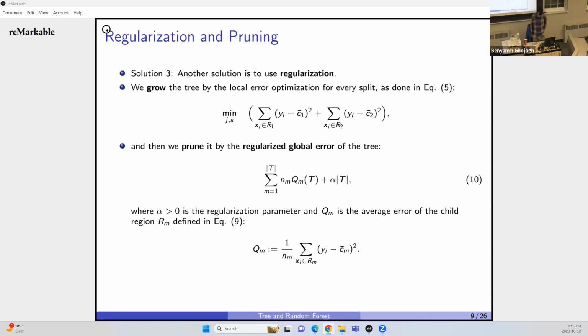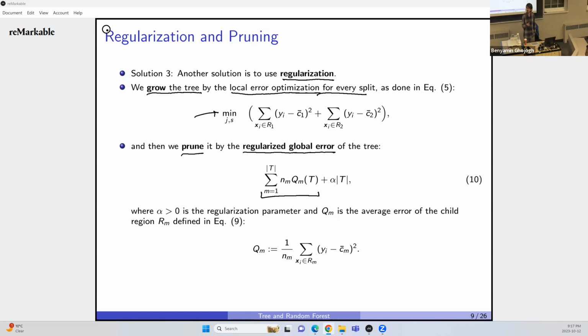Solution 3. Another solution is using regularization. Okay. So we grow the tree by the local error optimization for every split. Do you remember we talked about it? As done in equation 5. We minimize this. We grow it, right? And then we prune it back. We prune it by the regularized cost global error. This was the global error, do you remember?